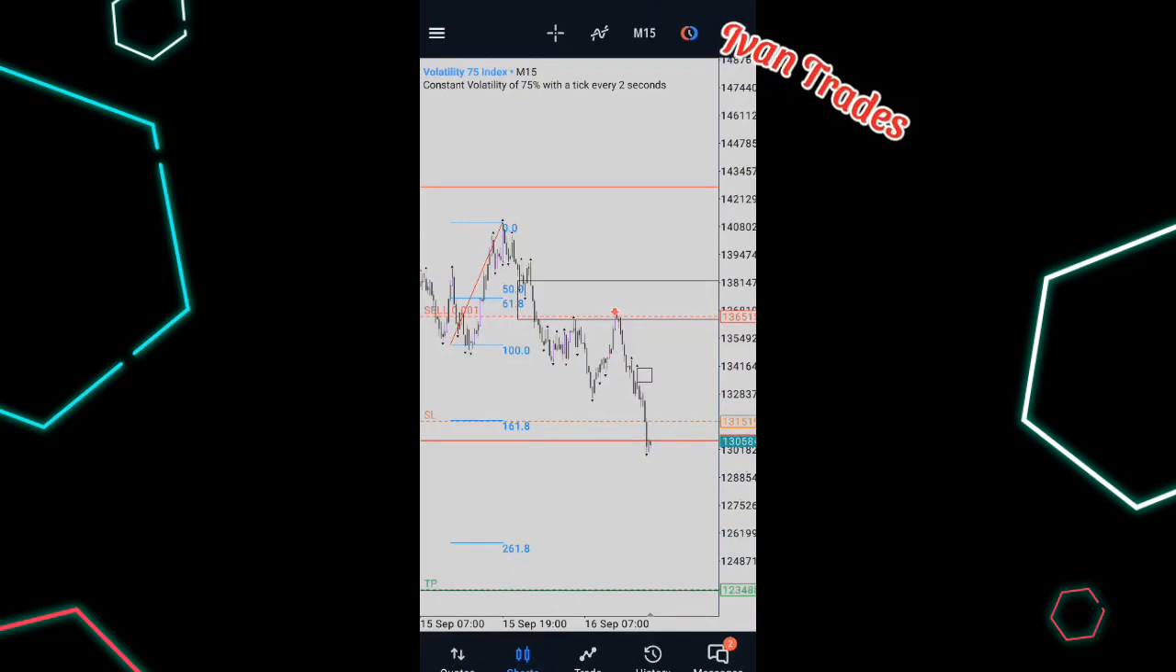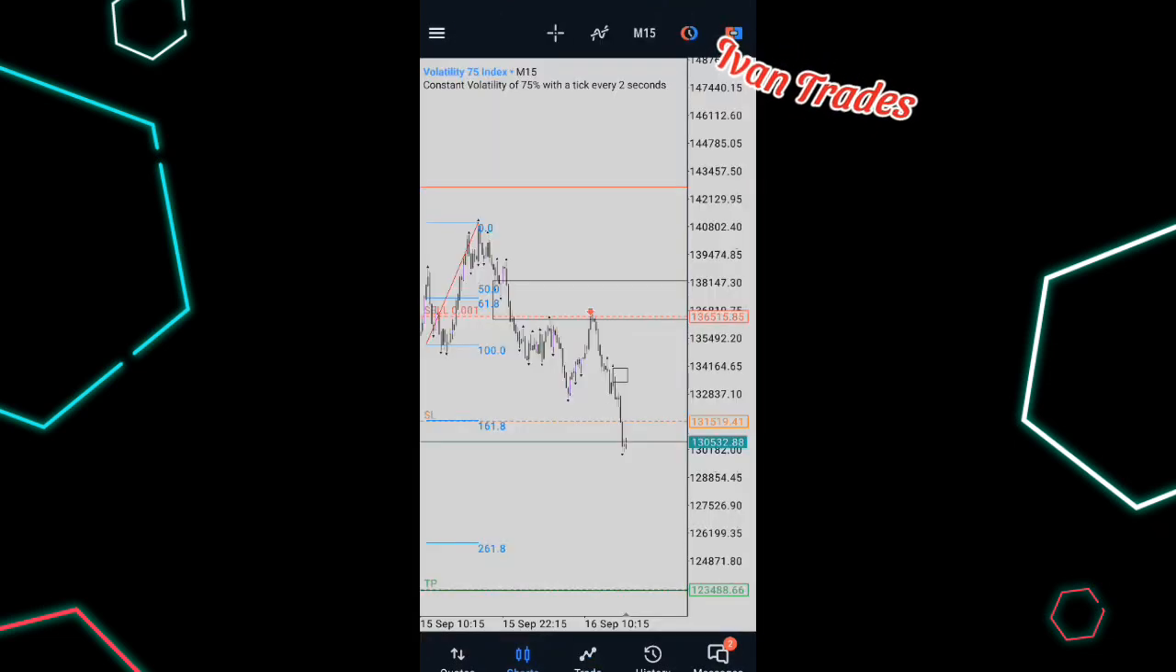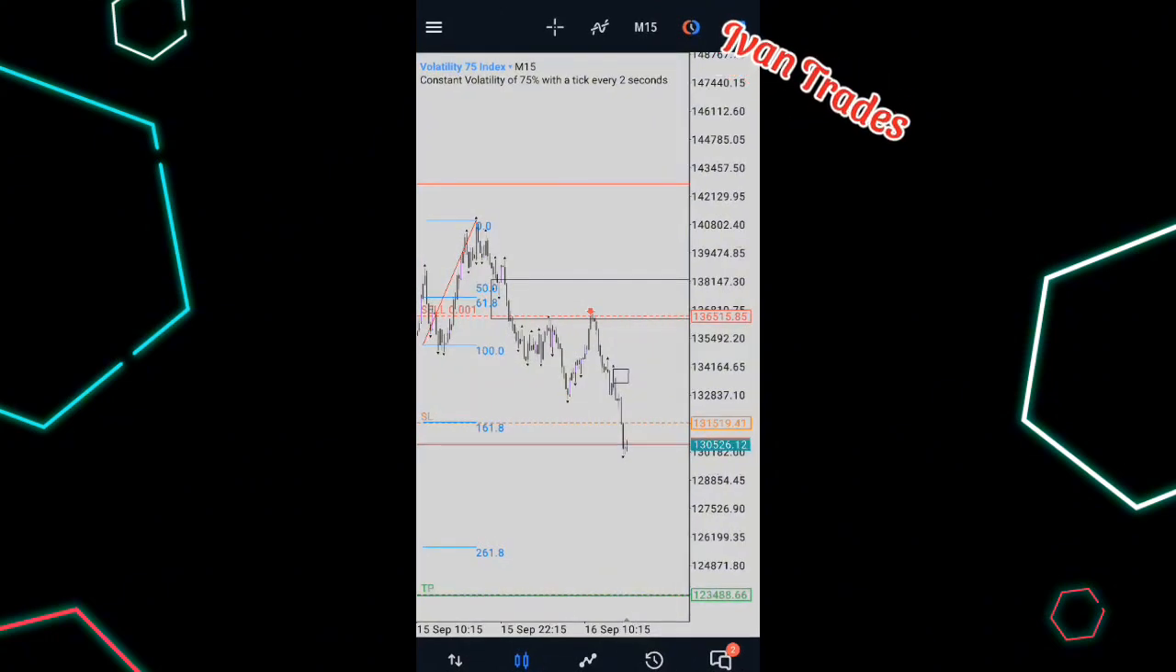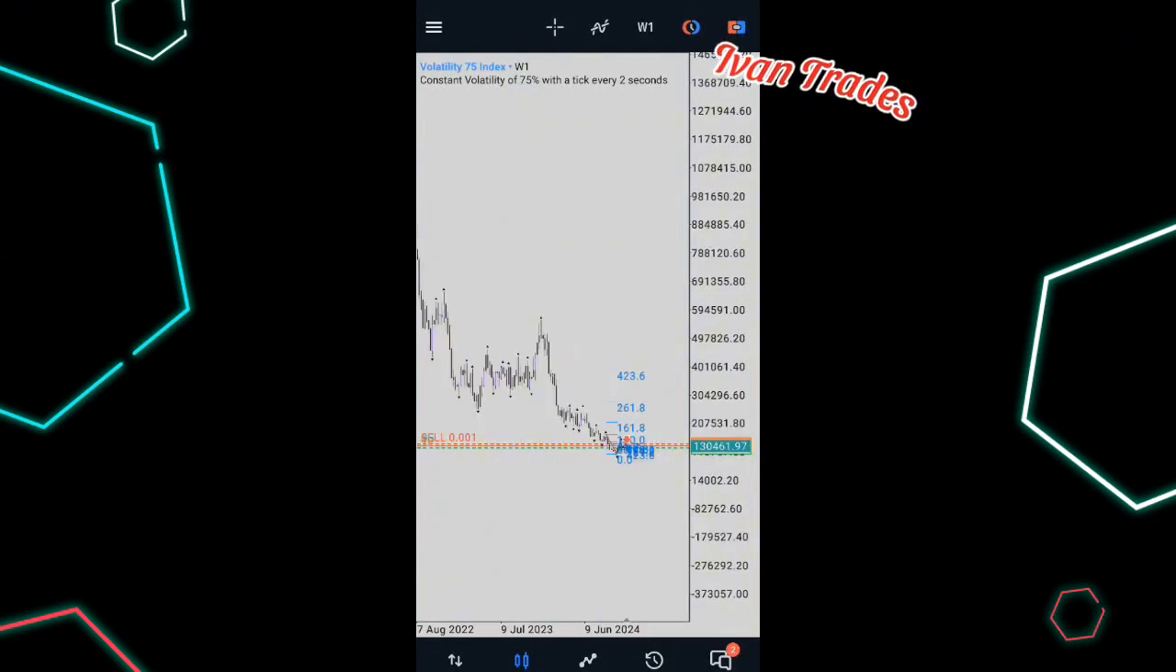Hello guys, it's Ivan Trades, and today I got a setup on the Volatility 75 Index. To walk you through how I came up to taking this trade, which is still ongoing. As you can see, I used the minimum lot size because of how I came up to taking this setup. Let's go firstly to the weekly time frame.